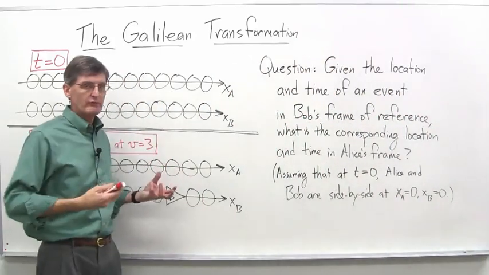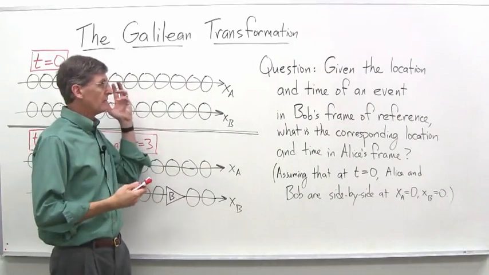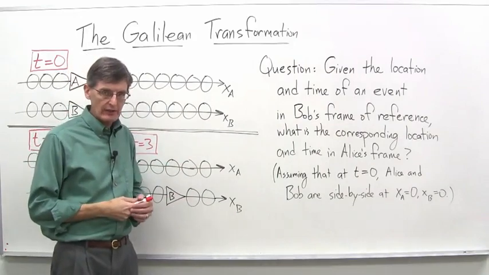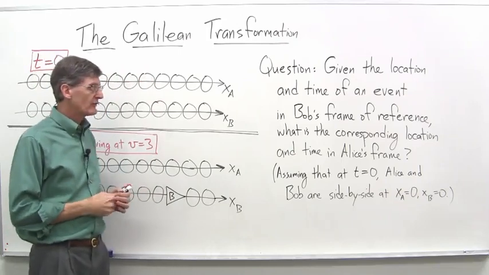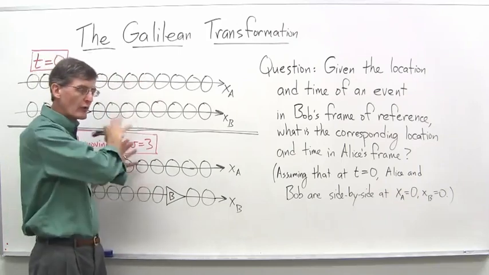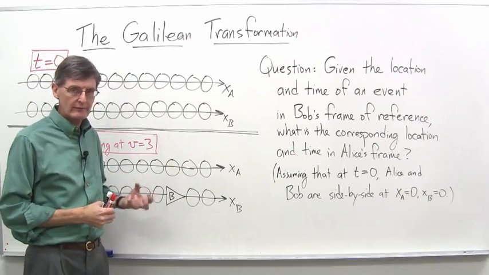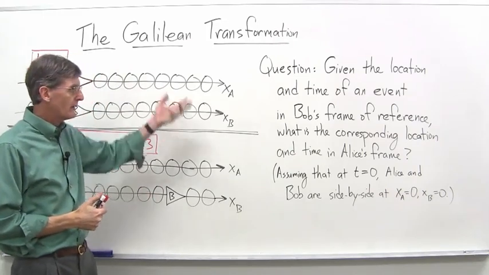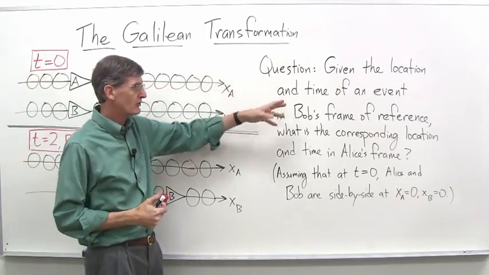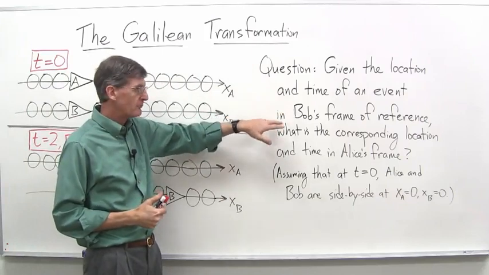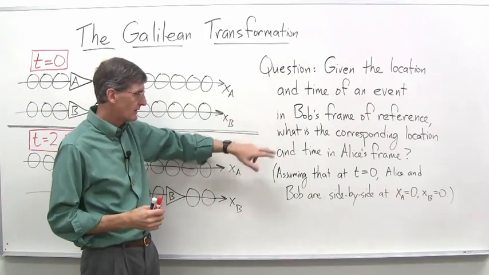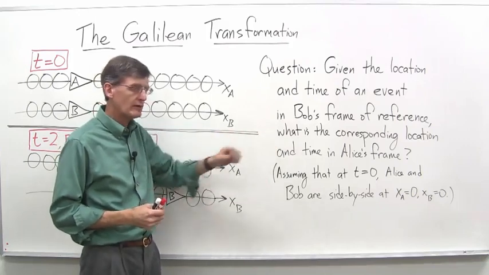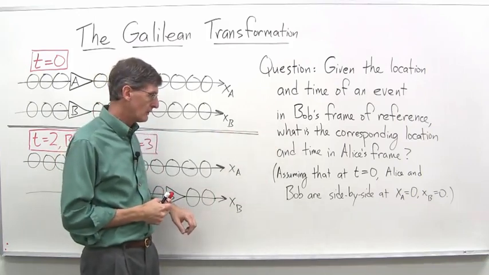Okay, now let's spend a few minutes talking about the so-called Galilean transformation. The name goes back to, of course, Galileo himself in the early 1600s. He didn't formulate it quite like we'll formulate here, but the basic idea he had was the same. This is the question: given the location and time of an event in Bob's frame of reference, and we're talking about Alice and Bob again, what is the corresponding location and time in Alice's frame of reference?